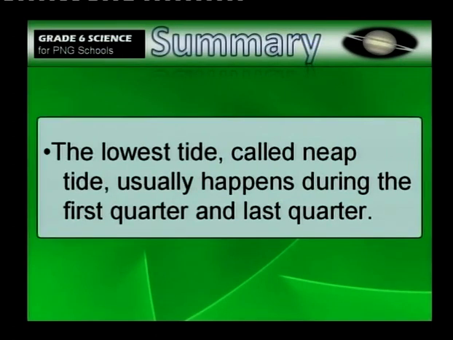Okay, this is the next summary point. The lowest tide, or low tide, called neap tide, usually happens during the first quarter and last quarter, or sometimes we say third quarter.